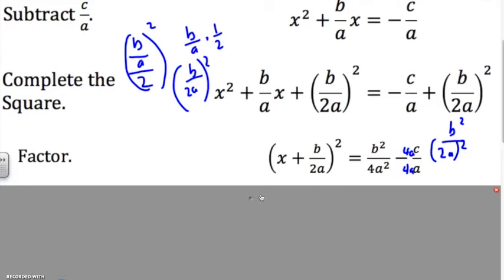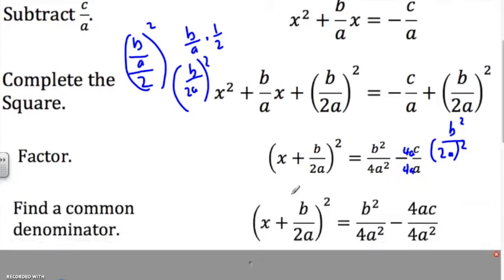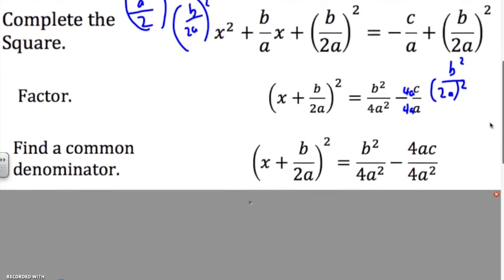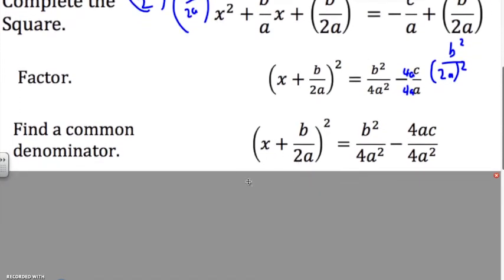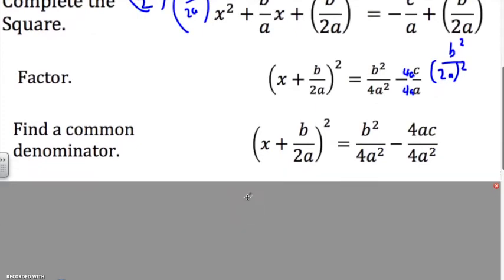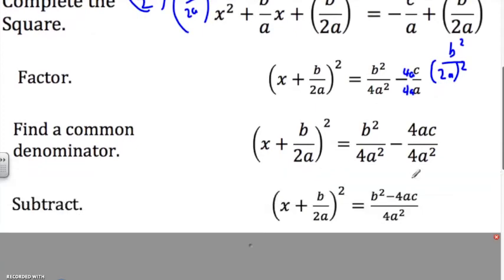And when I do that, I haven't changed the left side at all, but on the right side I'm going to have b squared over 4a squared still. But now I'm going to have minus 4ac divided by 4a squared, and you can see their denominators are now the same. So I'm going to scroll down a little bit more. Now that I have found a common denominator, I'm going to go ahead and subtract. Since these are the same denominators, I can just do the top: b squared minus 4ac divided by 4a squared.